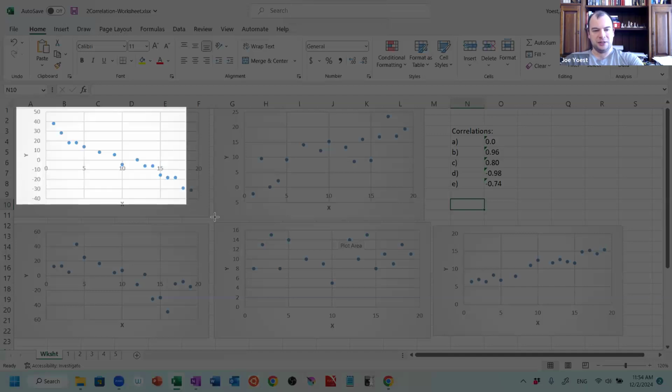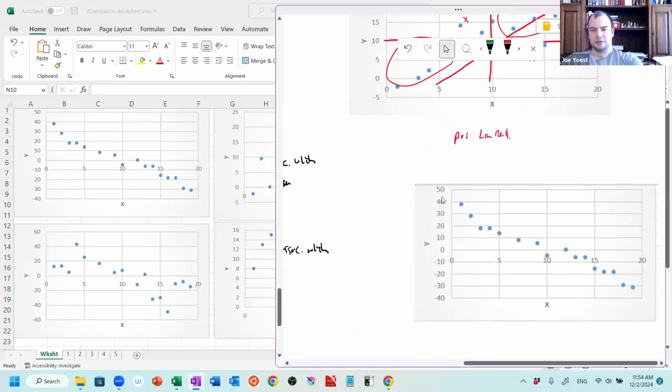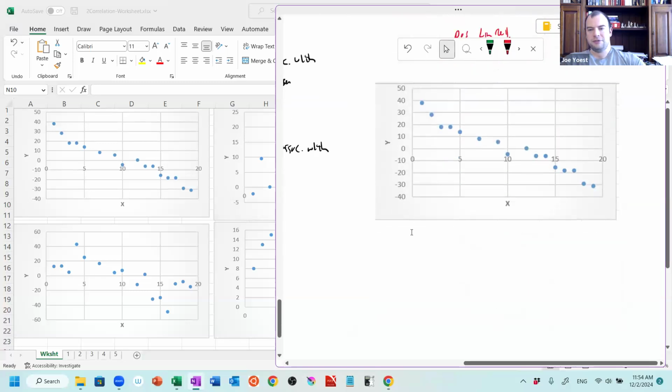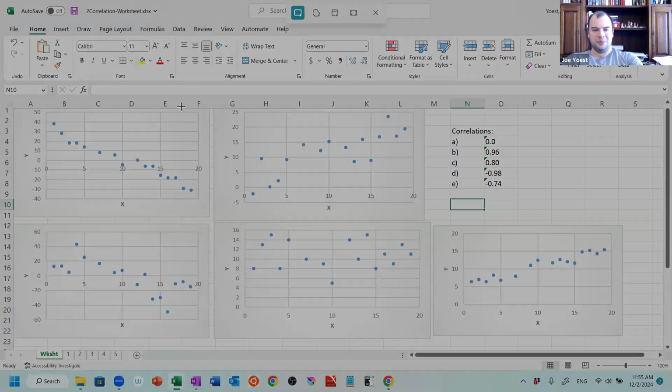If I were to look at, say, this one, and do the same thing, pick about the middle, draw a horizontal and vertical line, I see essentially everything is in quadrants 2 and 4. That's associated with a line with negative slope, a negative linear relationship.